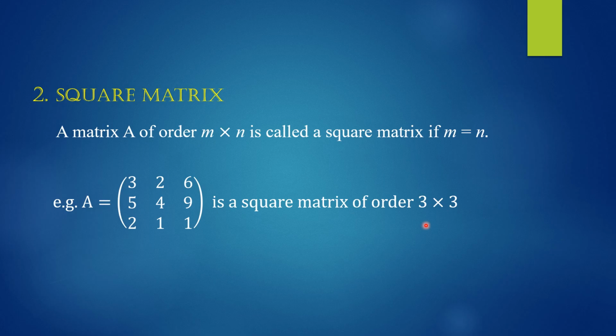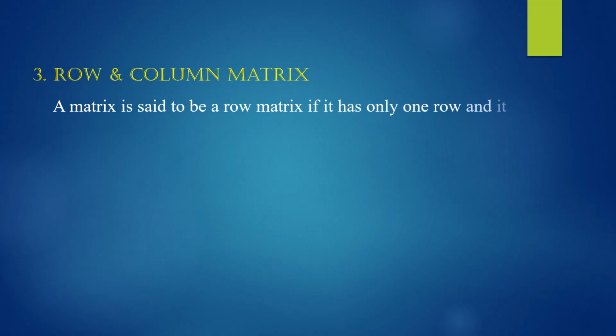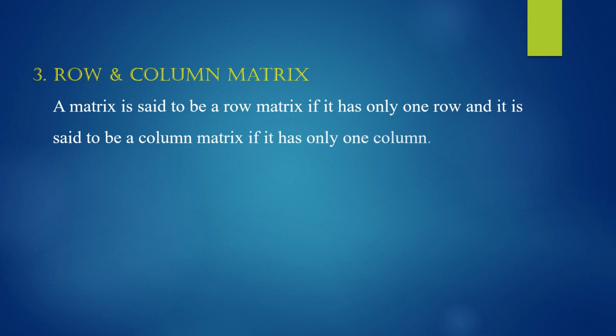Okay, so next come to the number 3 definition. The number 3 definition is row and column matrix. Name is the introduction of the matrix, row matrix. That means if in a matrix there is only one row, then it is called a row matrix. And if in a matrix there is only one column, then it is called a column matrix. Let me define the row and column matrix first. A matrix is said to be a row matrix if it has only one row, and it is said to be a column matrix if it has only one column.